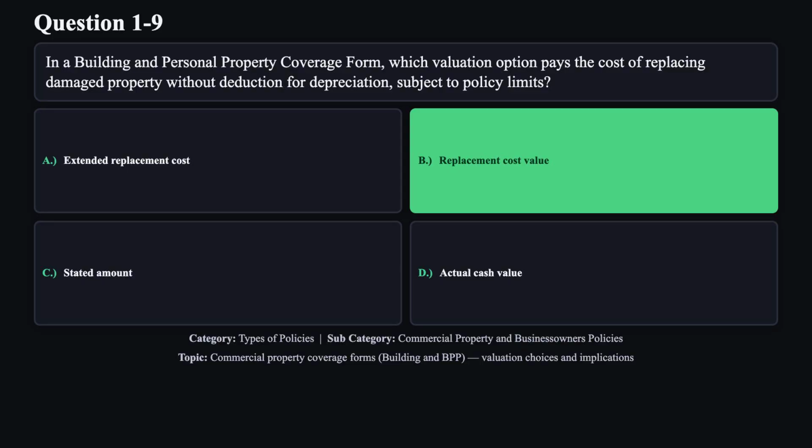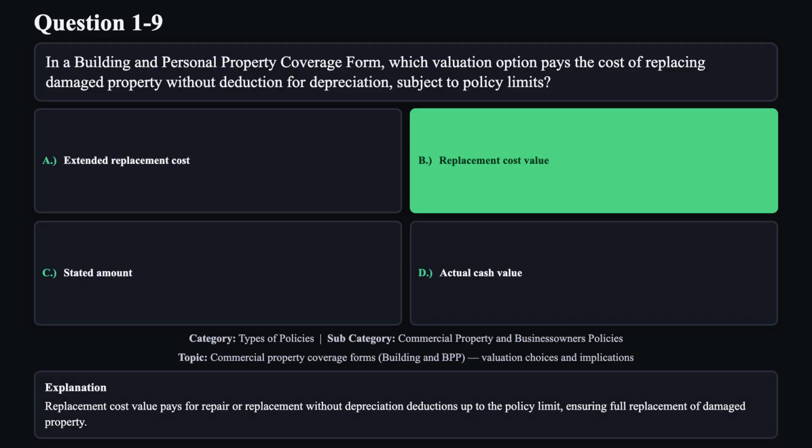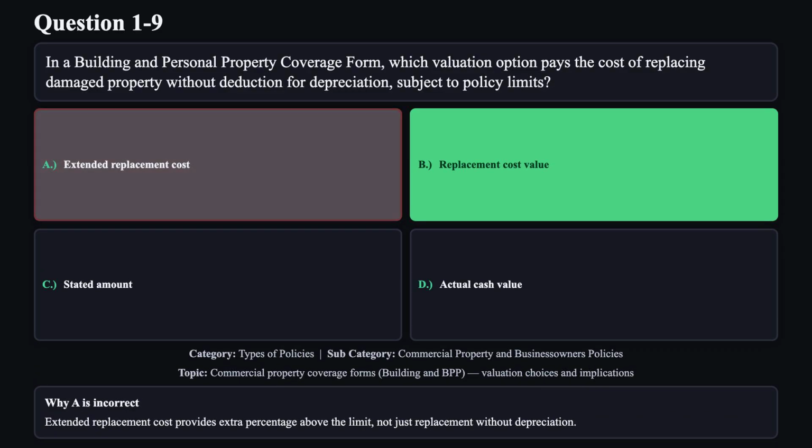The correct answer is B. Replacement cost value pays for repair or replacement without depreciation deductions up to the policy limit, ensuring full replacement of damaged property. Reason A is not correct. Extended replacement cost provides an extra percentage above the limit, not just replacement without depreciation.